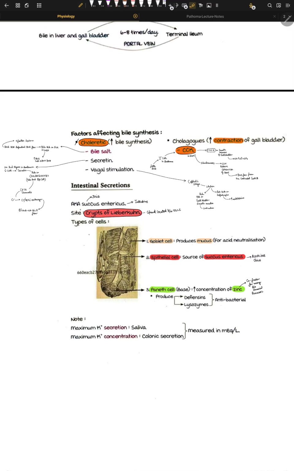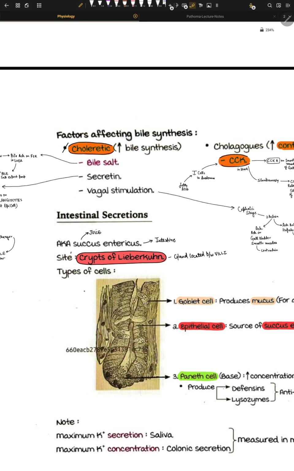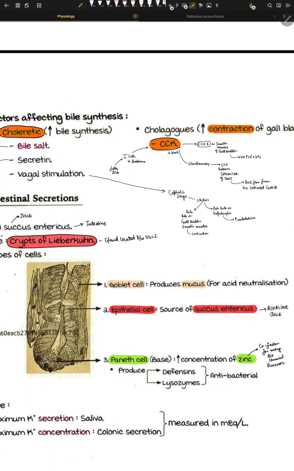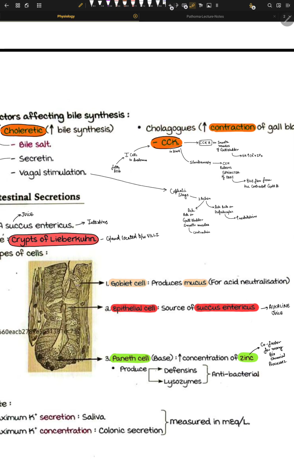Let's try to understand the factors that affect bile synthesis. Now, bile synthesis, very simple concept. We have this thing called choleretic, and choleretic means it increases bile synthesis, and cholagogues. My pronunciation is so bad. I think it's not cholagogos. How we pronounce this is cholagogue.